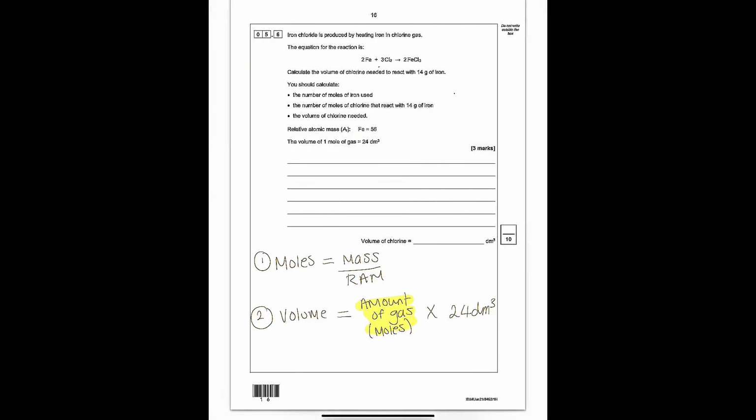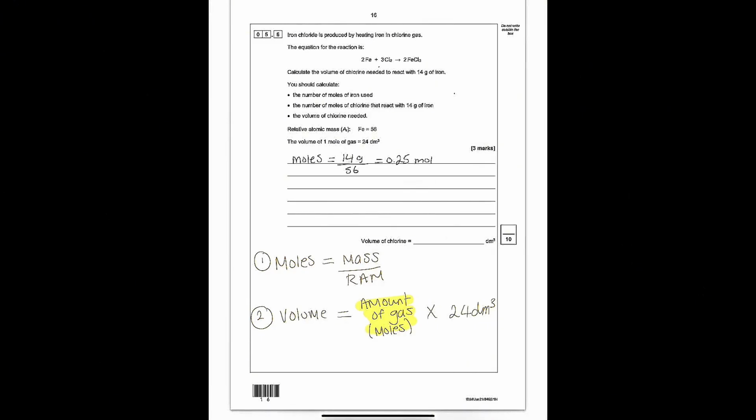So that's the first thing that I am actually going to do over here. So I'm going to show you what I'm going to do. Moles equals 14 grams, which is the mass of iron. I'm going to divide that by 56 because that's the relative atomic mass for iron. And that is going to give me 0.25 moles. That's going to be your answer.